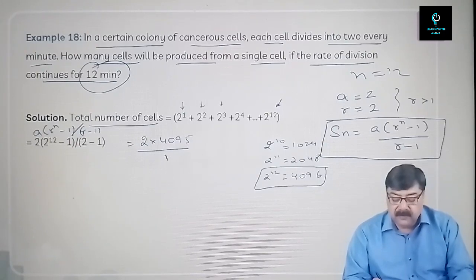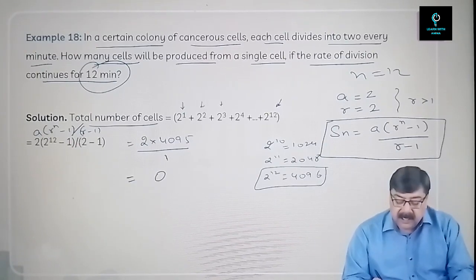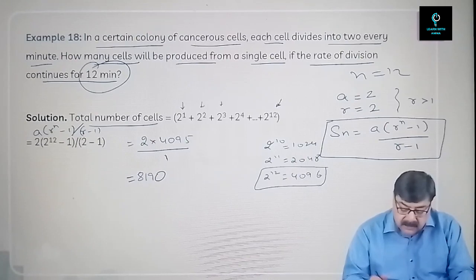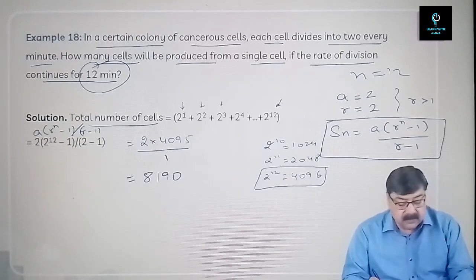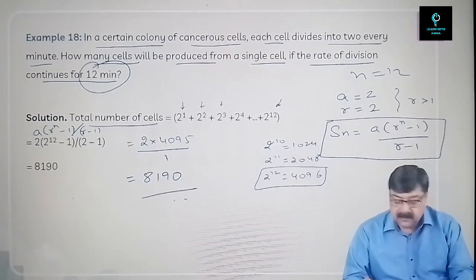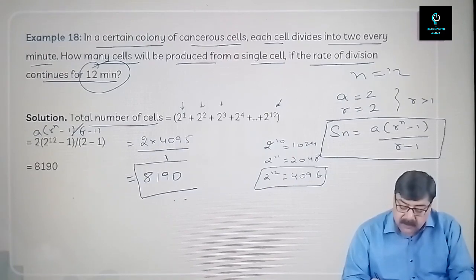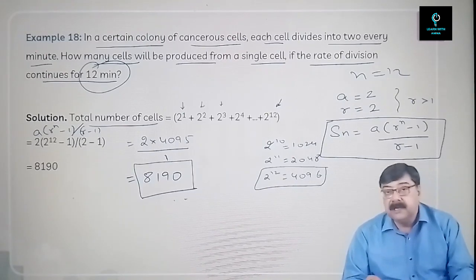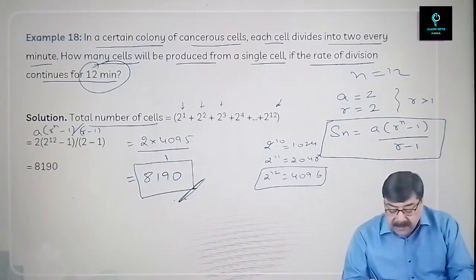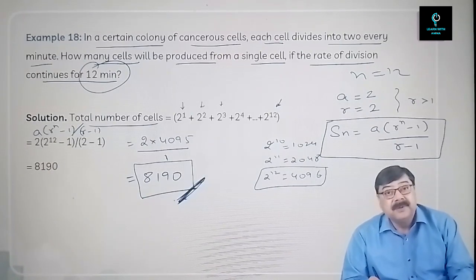So the double of 4095 shall be 8190, as we can see here. So the total number of cells, if the division continues for 12 minutes, will be 8190.